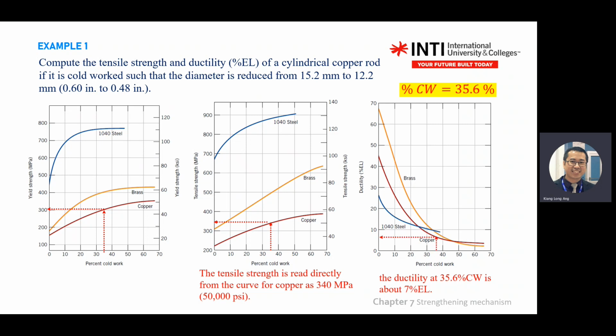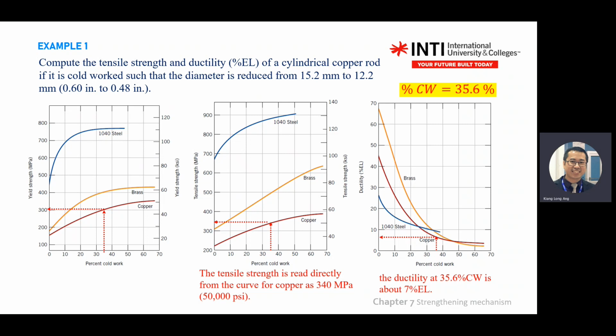Then from here also, you go to 35%, move up, read the copper. Copper is a red line. So you move to the left, it is about 6 or 7%. Sometimes if you give 8%, I still give you correct. 9% is wrong already, because 9% is a bit too high. Okay.